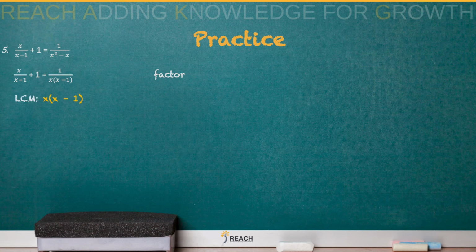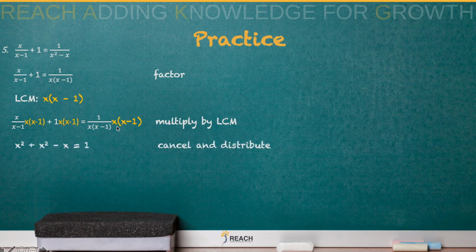Okay, so this is case 2. And we factored the bottom. And then our LCM is x times x minus 1. You always multiply by that LCM. And then you cancel on top and bottom. And you're left with x times x, which is x squared. And then you distribute your x to the x minus 1. You get x squared minus x. And then the last terms, everything cancels except the 1. All right, combine like terms.